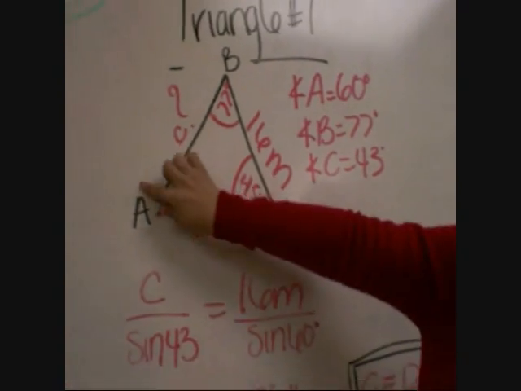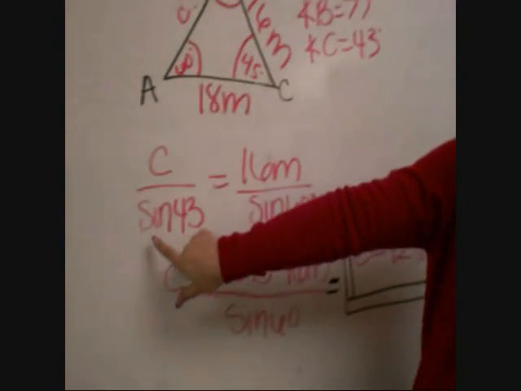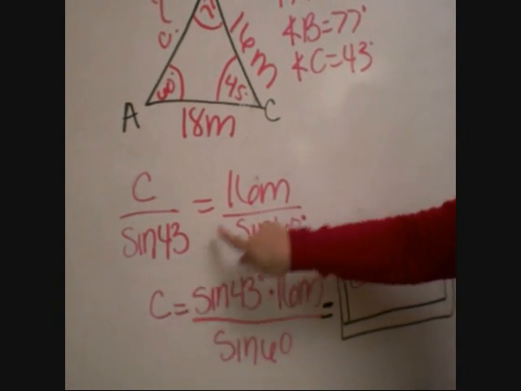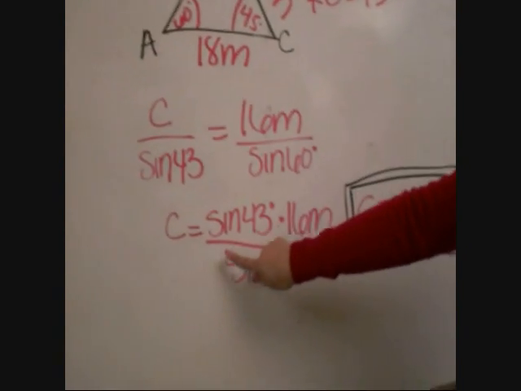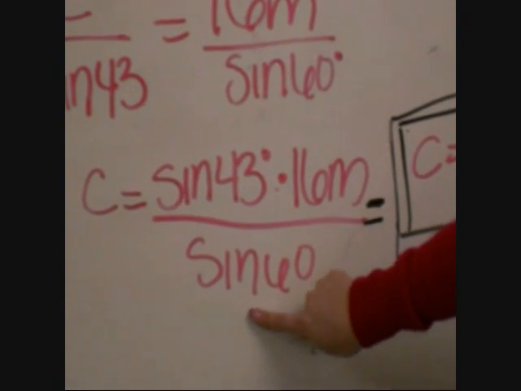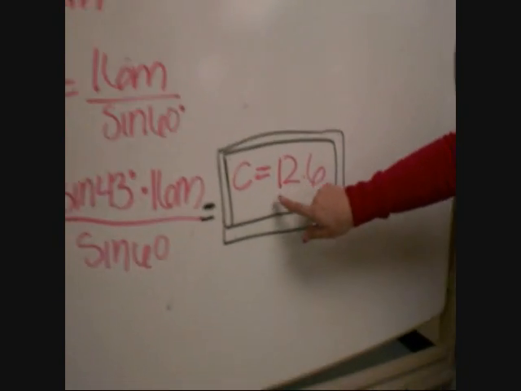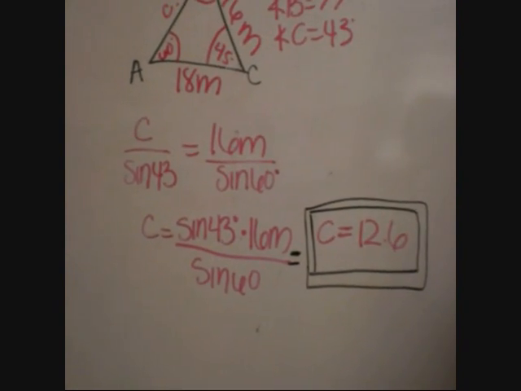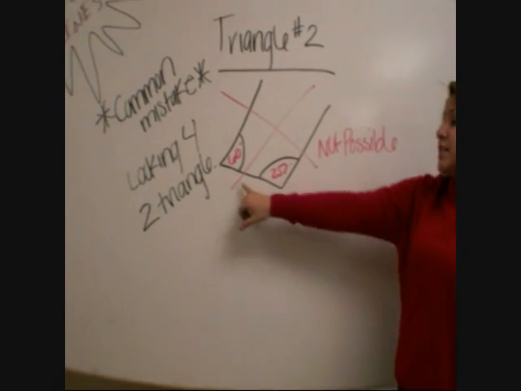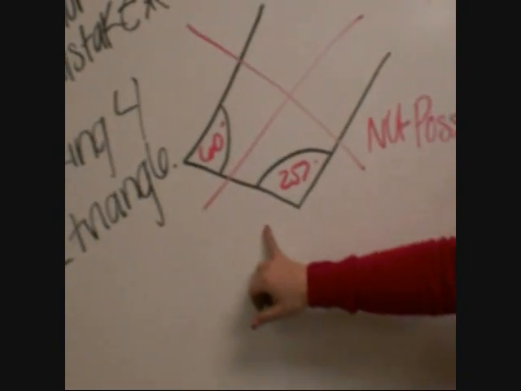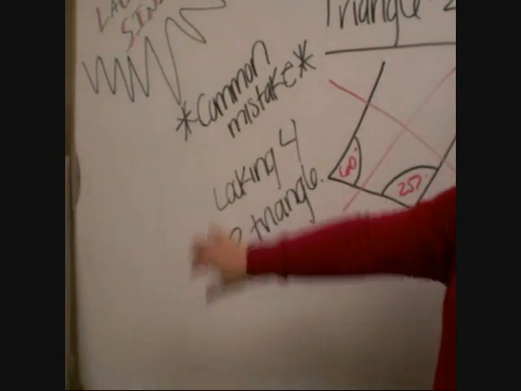Now, all we're missing is side C. To find that, you get C over sine of 43 equals 16 meters over sine of 60, so C equals 12.6. Now, like we found our first triangle, we need to find our second triangle. The second triangle is not possible because 60 degrees and 103 degrees do not close the triangle. As you know, this is a common mistake, looking for the second triangle. Don't forget, and it's not possible.